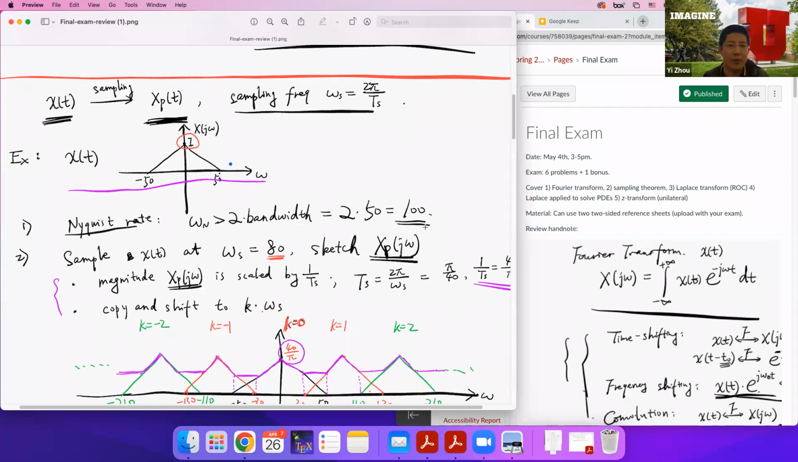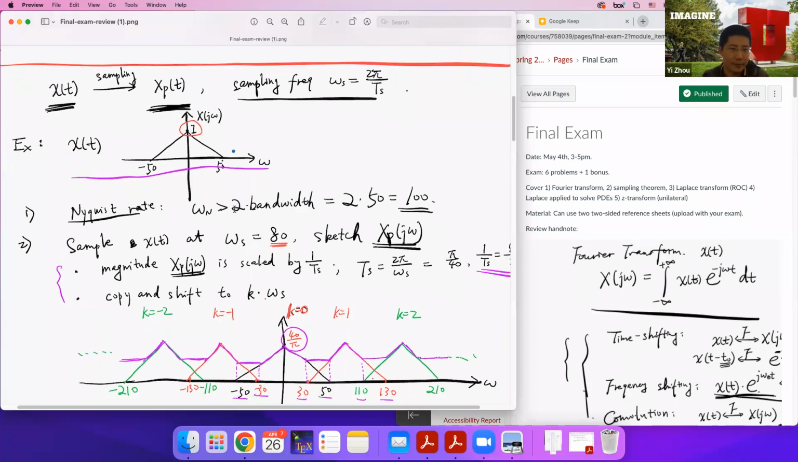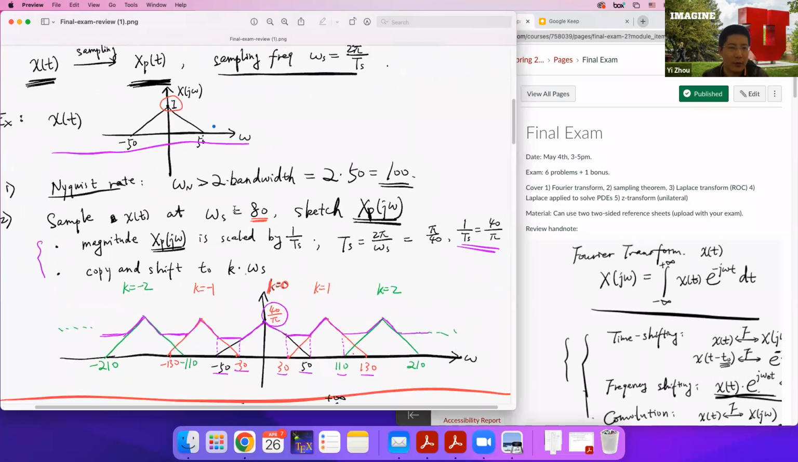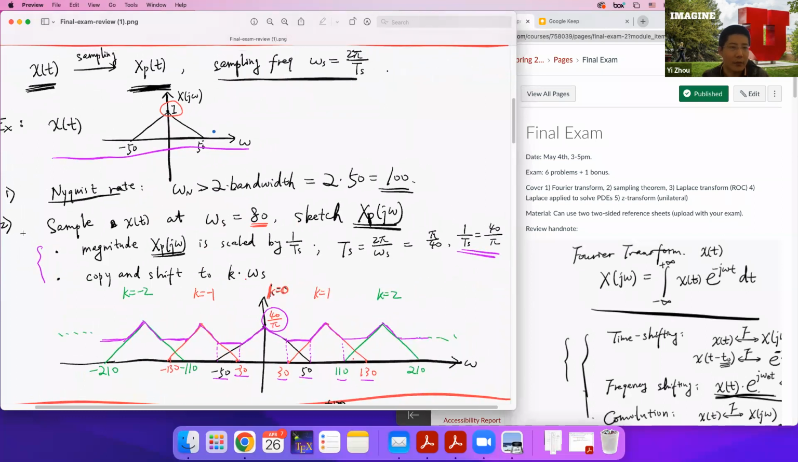So we have to sample beyond this 100 angular frequency in order to have a perfect recovery of the signal. So this is the Nyquist rate. Now the second part of the problem says, let's assume the signal is sampled at an angular frequency of 80. Sketch the spectrum of the sampled signal.